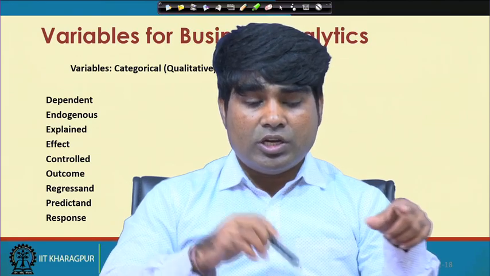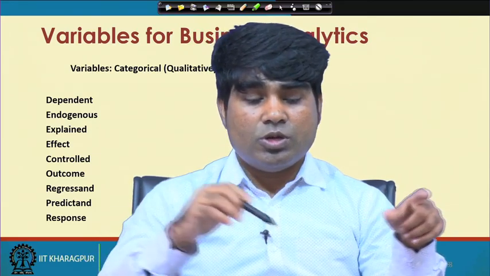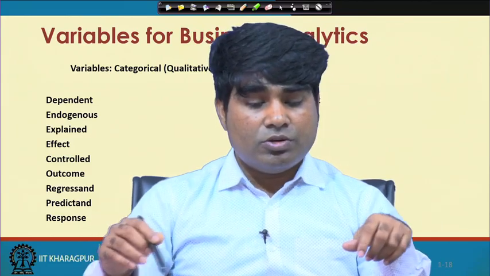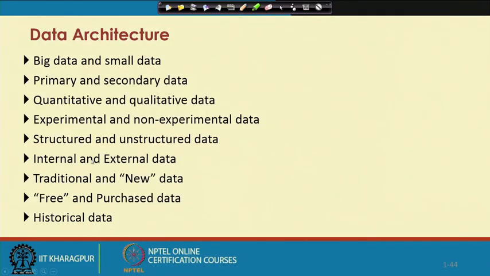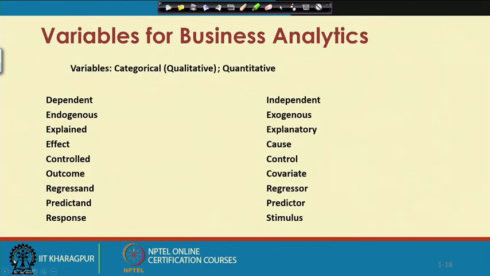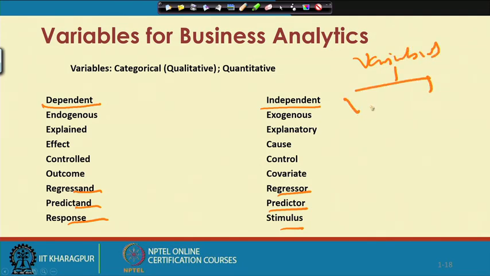Sometimes it is called endogenous variable versus exogenous variable, explained and explanatory, effect and cause, controlled and control, outcome and covariate, regression and regressor, predictant and predictor, response and stimulus. So technically, this is the dependent cluster and this is the independent cluster. Technically, the structure is like this: variables can be divided into two parts, qualitative variables and quantitative variables.